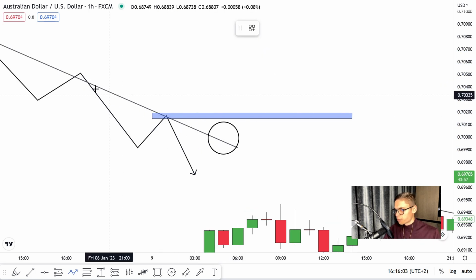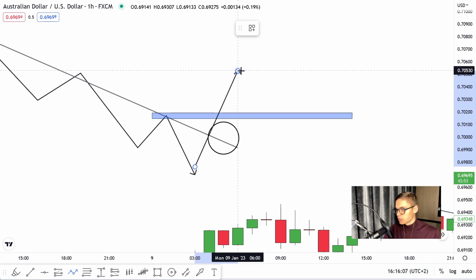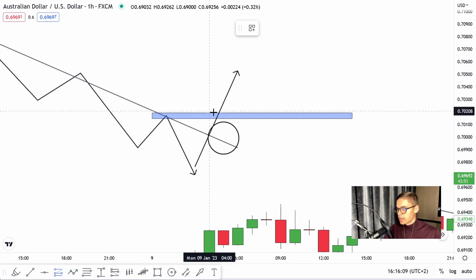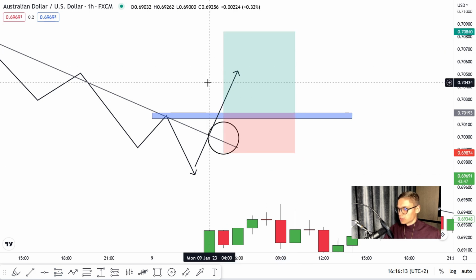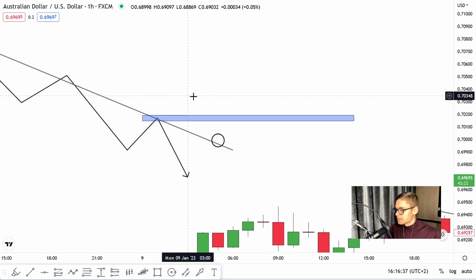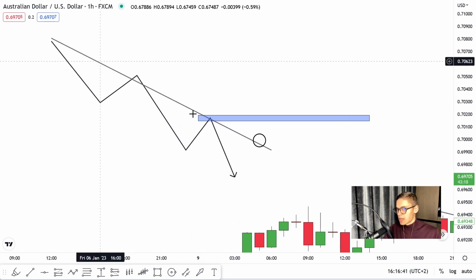Basically, we're waiting for the price to break this trend line and then to break this level. And this is where we would enter into the markets and capitalize on the reversing trend. And then we also have a second way to enter into the markets. So basically, again, everything is the same.